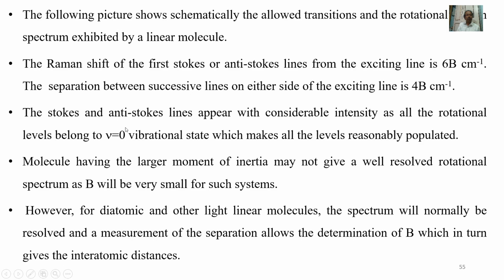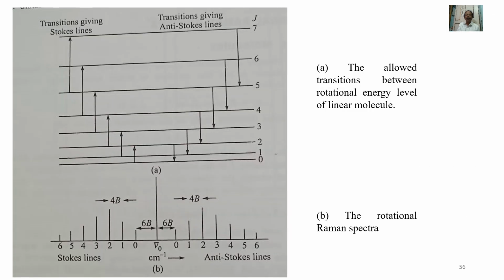The Stokes and anti-Stokes lines appear with considerable intensity as all the rotational levels belong to the nu equals 0 vibrational state, which makes all the levels reasonably populated. Molecules having a larger moment of inertia may not give a well-resolved rotational spectrum, as B will be very small for such systems. However, for diatomic and other light linear molecules, the spectrum will normally be resolved, and the measurement of the separation allows the determination of B, which in turn gives the interatomic distances. And this is figure 1, which represents the allowed transitions between the rotational energy levels of a linear molecule.